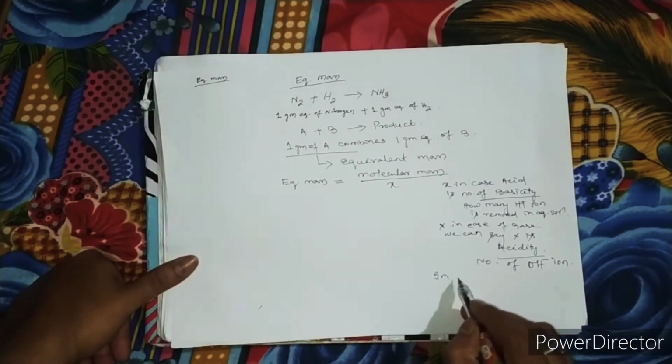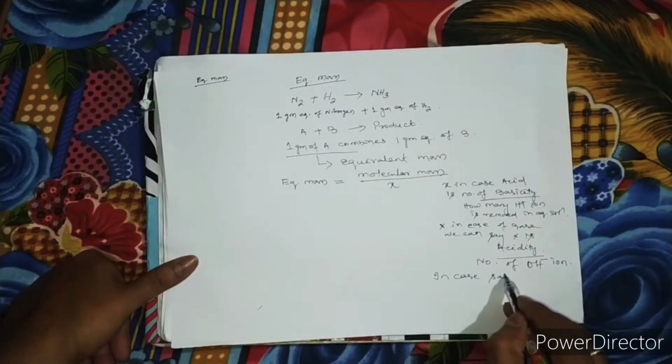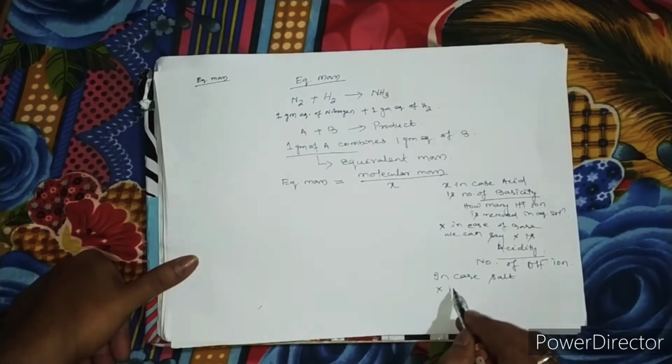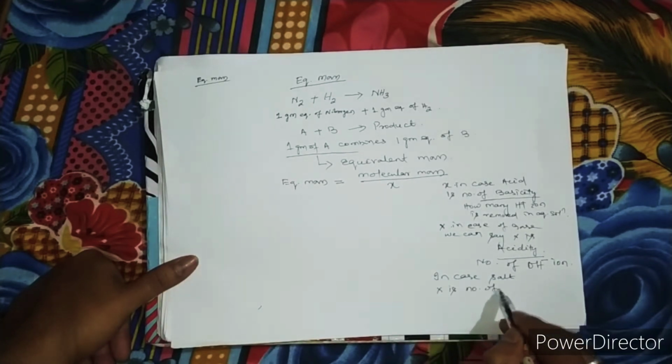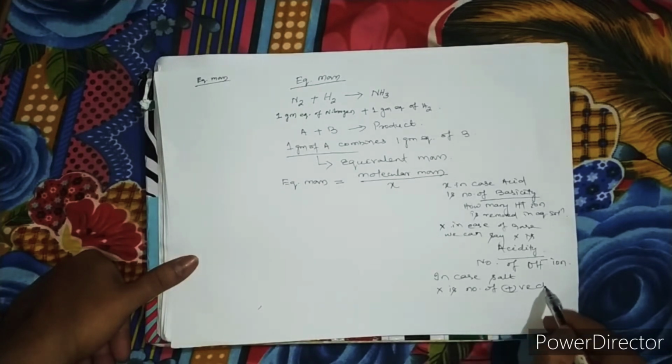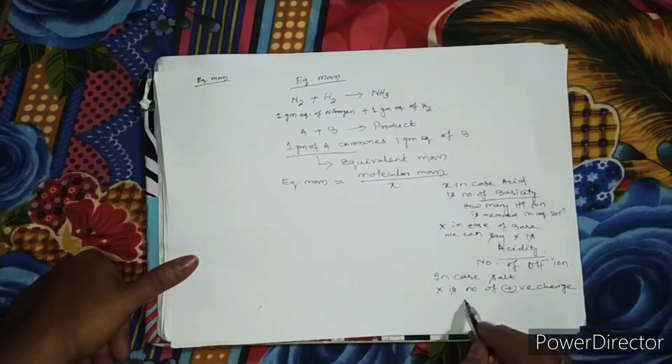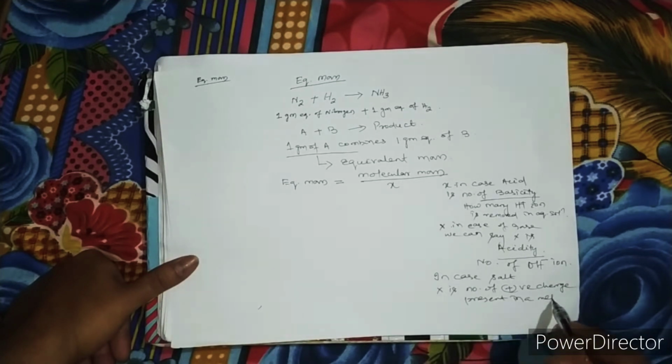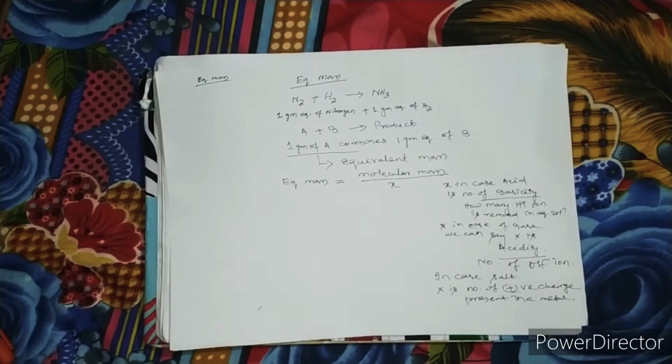In case of a salt, X is the number of positive charges present in a metal. In a salt, we must know a metal is present, and the metal is electropositive in nature. So how many positive charges are present? That is X.